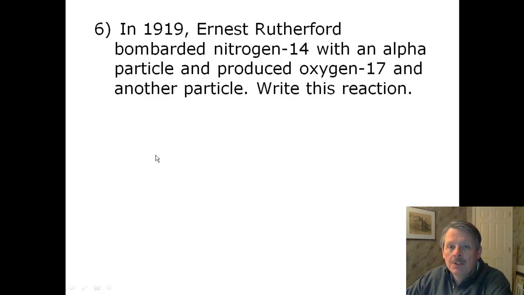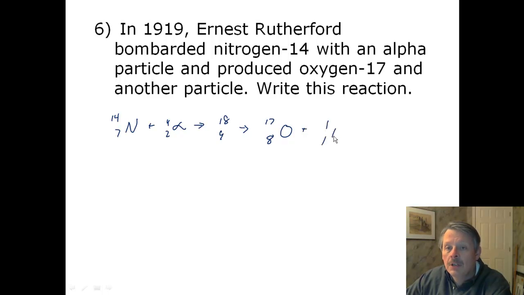How about number 6? We've seen this one before. He took nitrogen 14, which is number 7, and he hit it with an alpha particle, which is a 4 and a 2. And it says that that's, well, let's see, that's 18 and 9. Okay. And it produces oxygen 17. Oxygen is number 8 and 17. And let's see, what numbers do I still need? Another particle, it's going to be a 1, 1, and it is going to be a hydrogen. So that my numbers add up to 18 and 9.